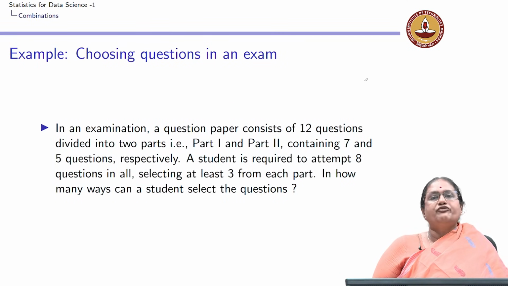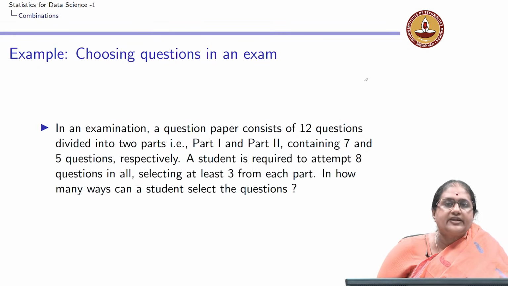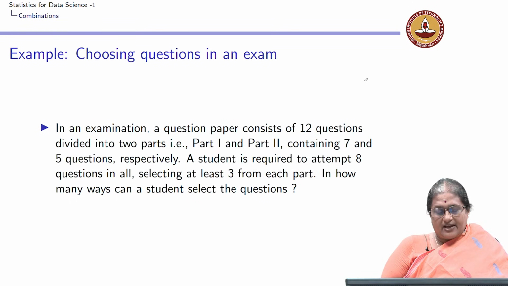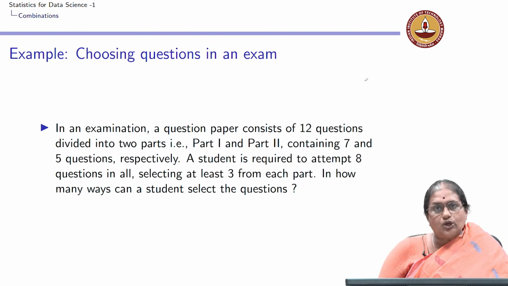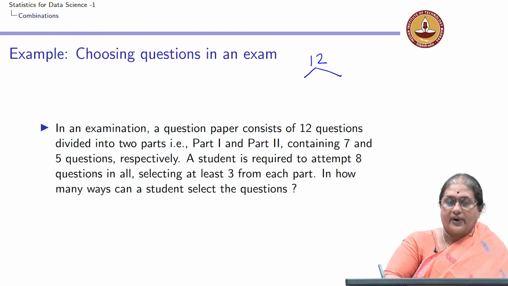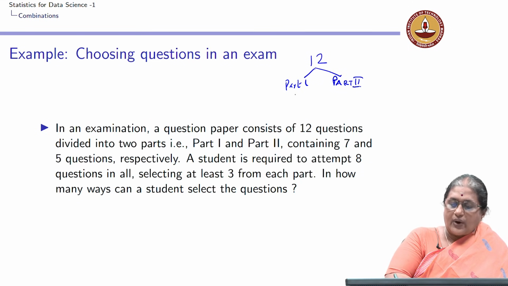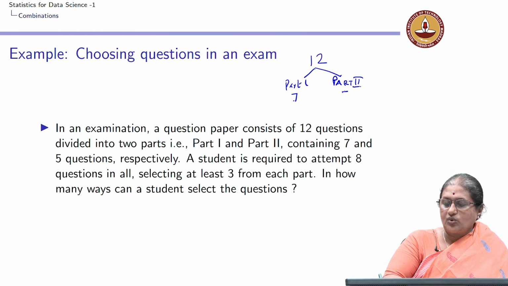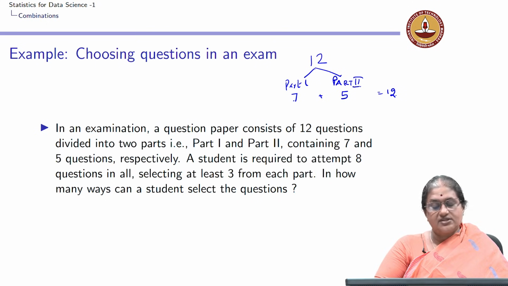So, now let us look at a few examples to apply the concepts of combination we have learned so far. One is choosing questions in an exam. Consider a situation where a paper consists of 12 questions. These 12 questions are in two parts, part 1 and part 2. Part 1 has 7 questions, part 2 has 5 questions. So, 7 plus 5 is 12 questions.